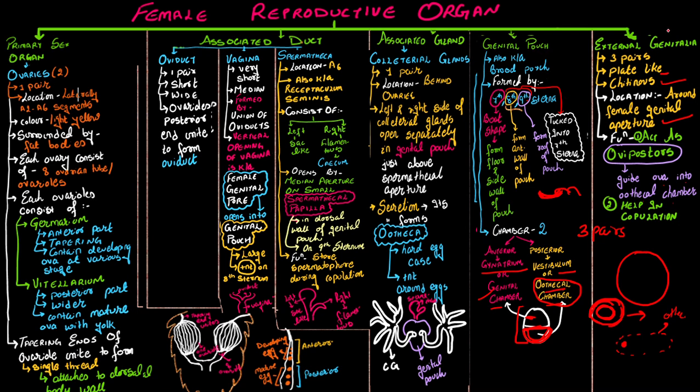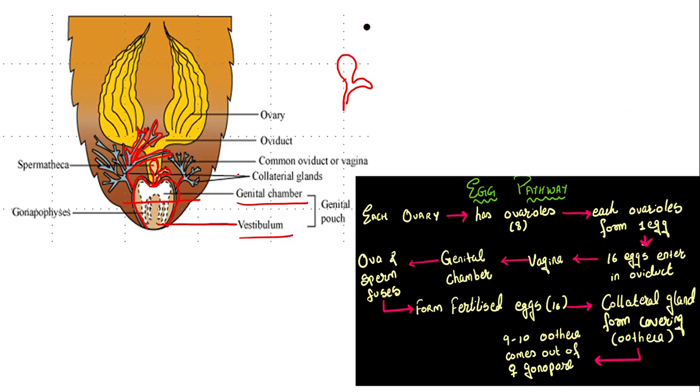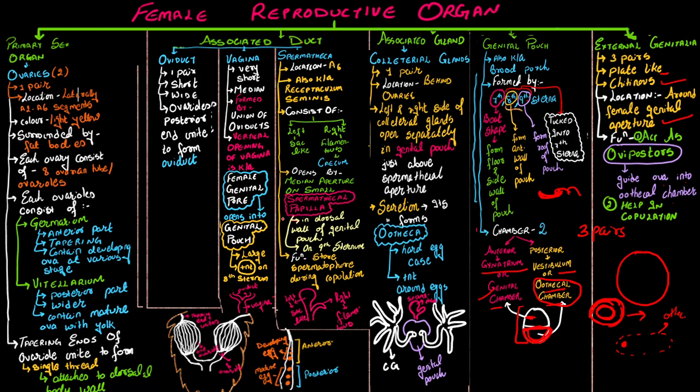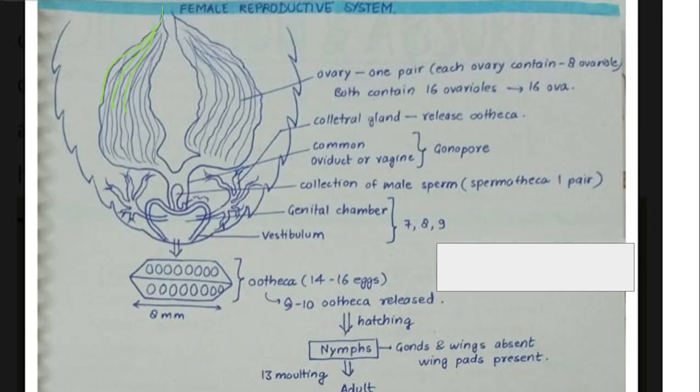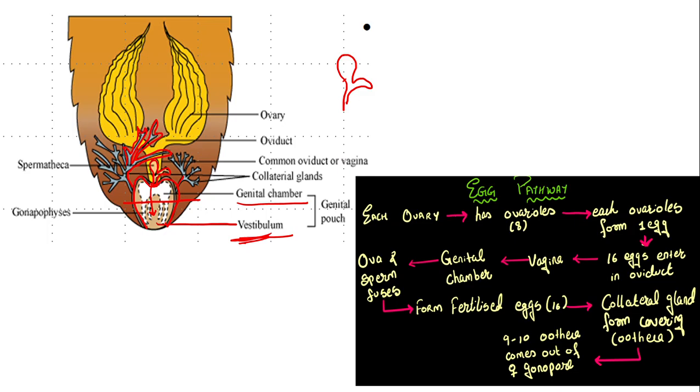So what is the function of the external genitalia? It is going to guide the fertilized egg towards the vestibulum or oothecal chamber, right? And it also helps in copulation. The male genitalia help in copulation, and the female also helps in copulation, right? Here you can see the picture. Now, speaking of the egg pathway, the ovaries are going to produce eggs. Each ovariole is going to produce one egg.